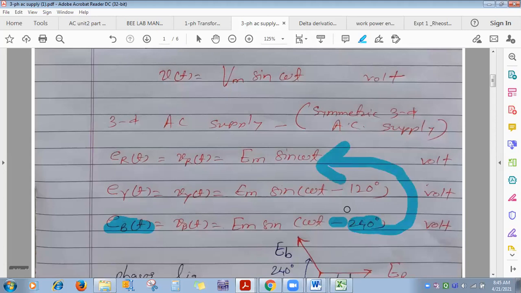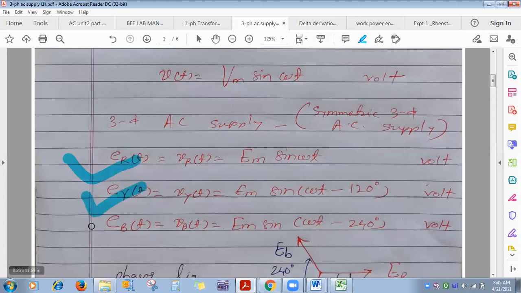Like this, windings are designed. Or in another word, I can say this B phase voltage lags the Y phase by how much degree? 120 degree. Correct. So this is the mathematical representation of the induced EMF in those 3 coils.